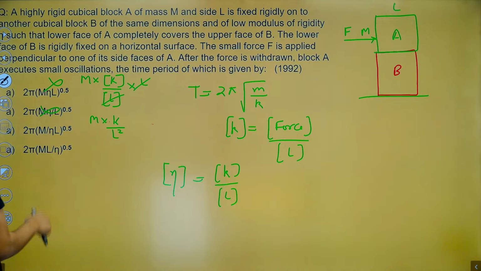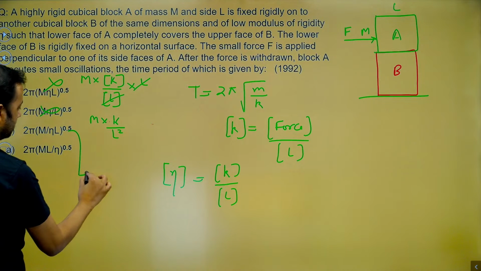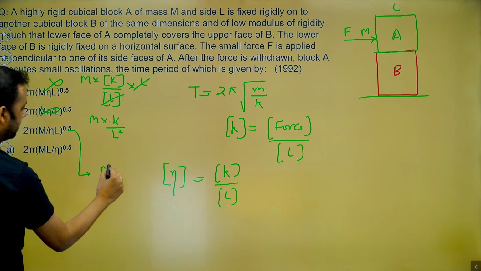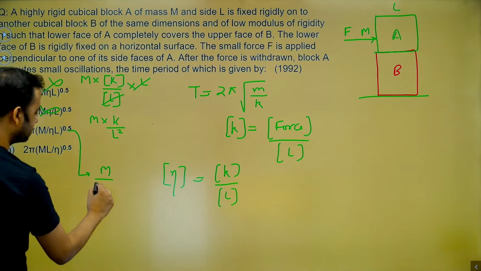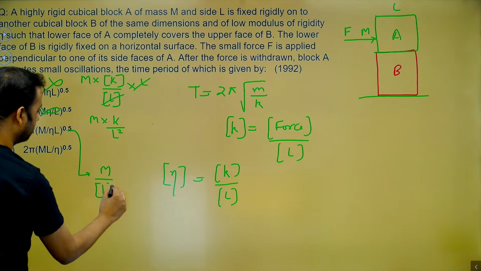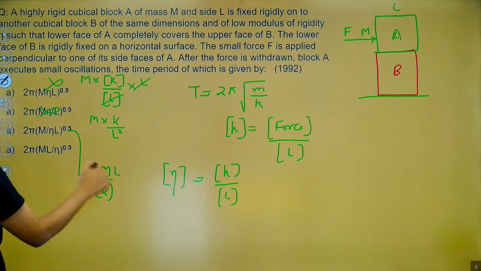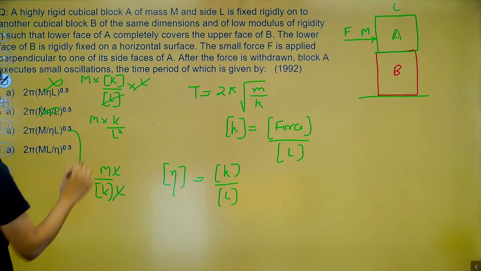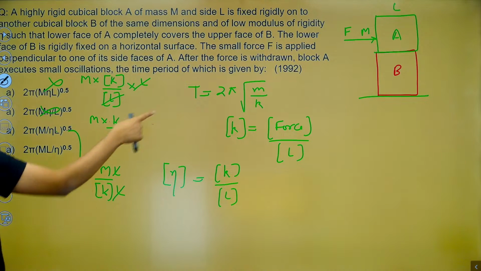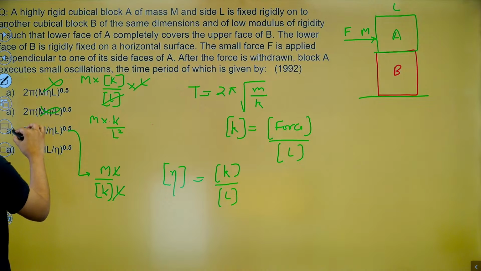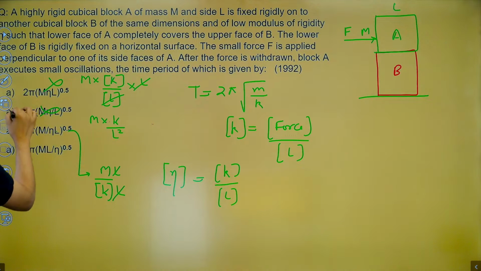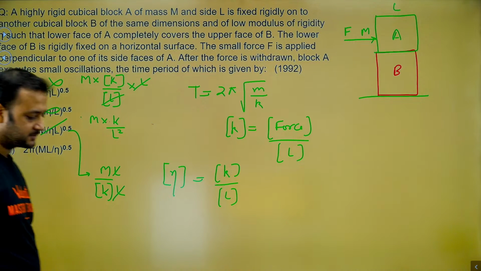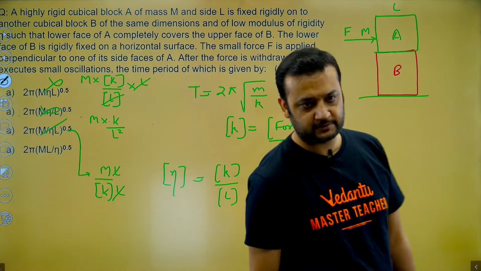If you check option C, here you can see m by eta, where the dimension of eta is root of k by L, and one L is also present here. You can see this cancels out, so we get m by k. This is exactly what we wanted. So option C can be our answer, and of course option D will have another dimension. So you can see the only option that matches is option C.